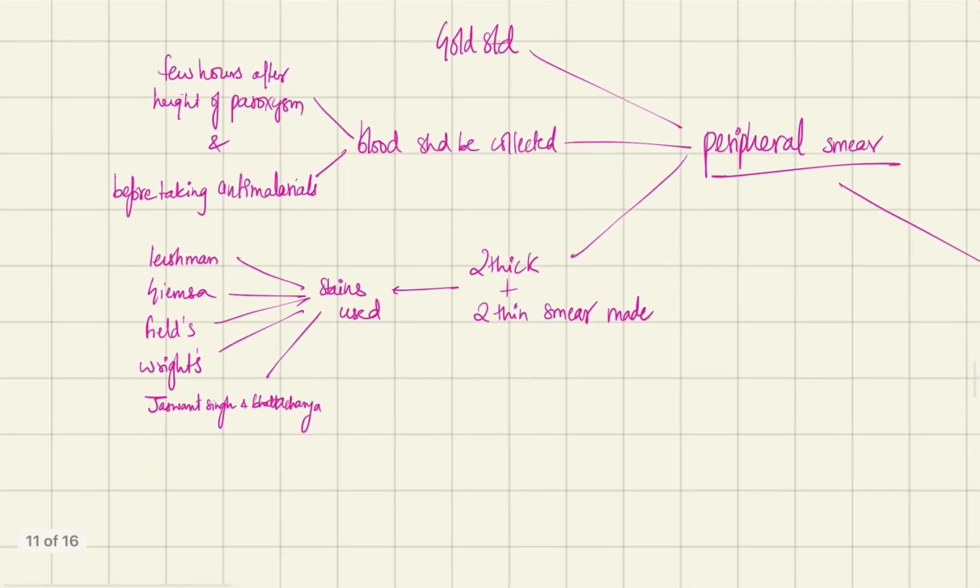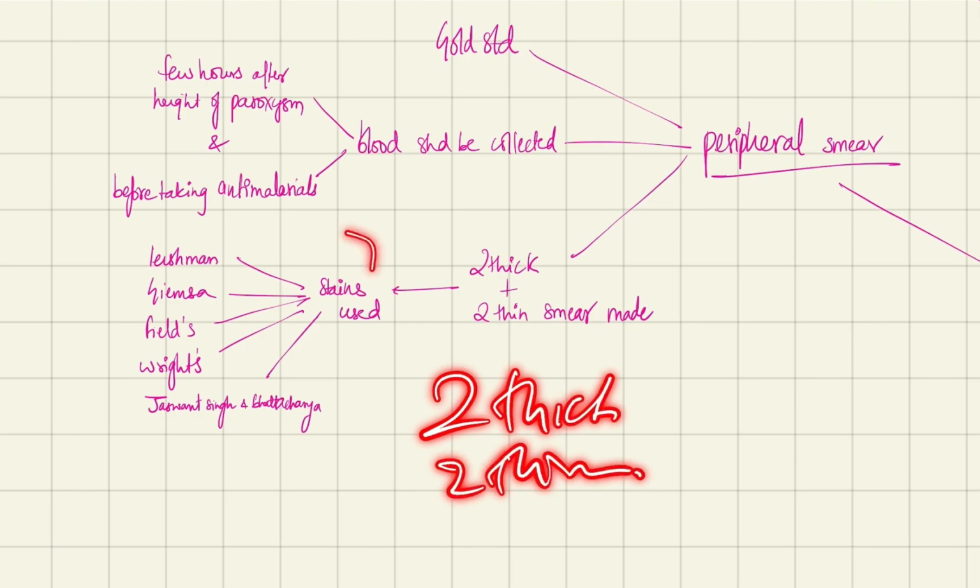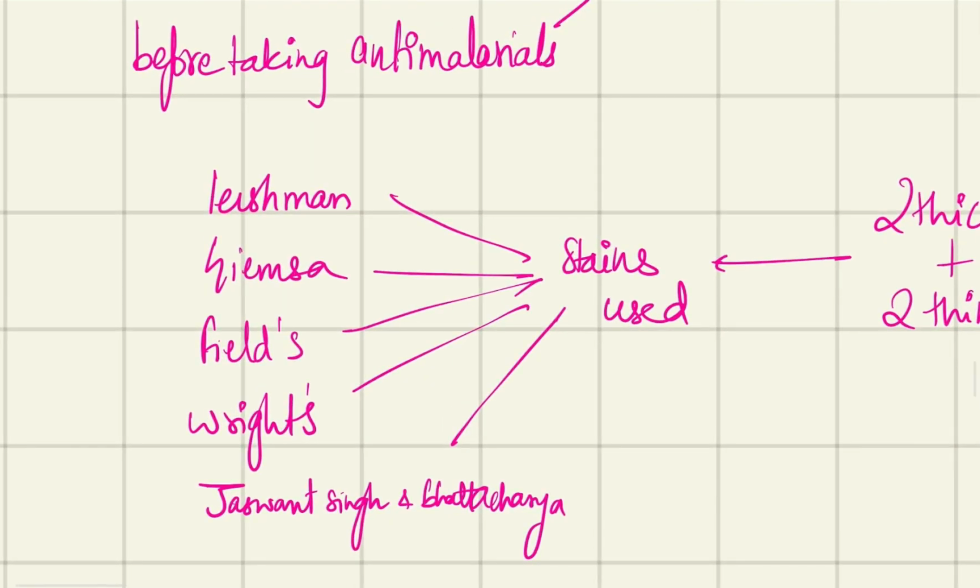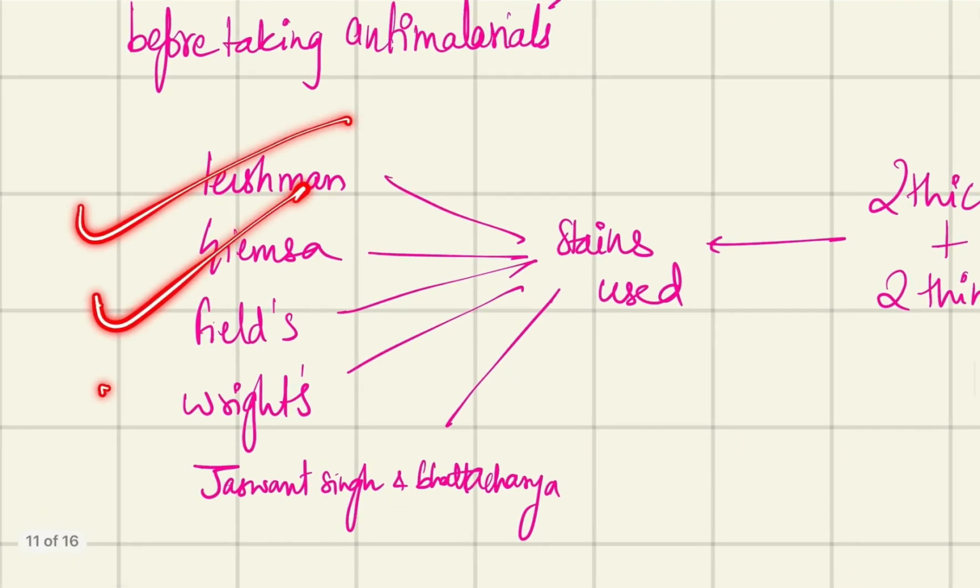Now, the smear we take should be 2 thick and 2 thin smears, right? 2 thick and 2 thin smears. And the stains used are the classical Leishman stain, Giemsa, Field's, Wright's, and Jaswant Singh and Bhattacharya stain.